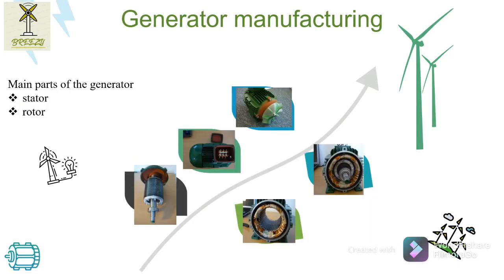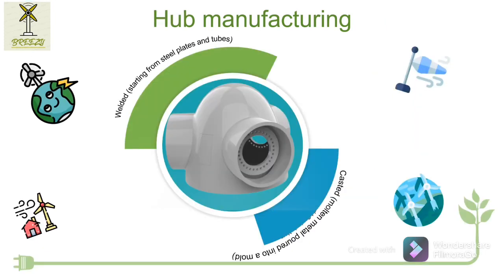Turning to generator manufacturing, a generator is made up of two major components, the stator and rotor, and we manufacture both. According to hoop manufacturing, mainly a hoop can be made in two ways: welded, it means starting from steel plates and tubes, and castings, which means molten metal poured into a mold. As we produce small-scale wind turbines, welded is more suited for our project.